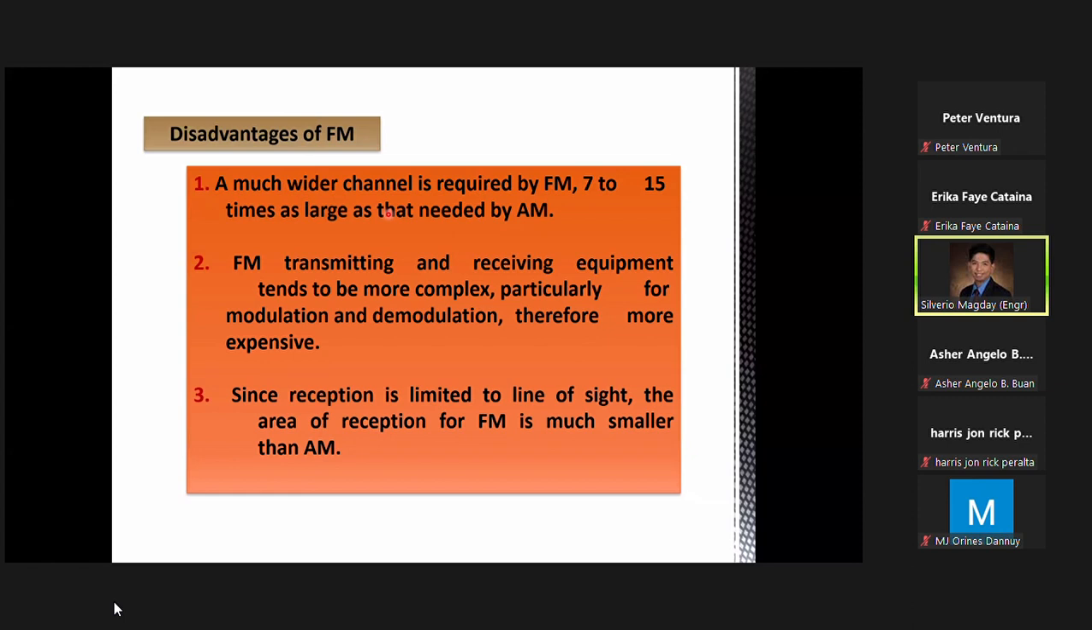525 to 535 kHz for international. Philippines 525 to 1605 kilohertz. So for FM, 88 to 108.